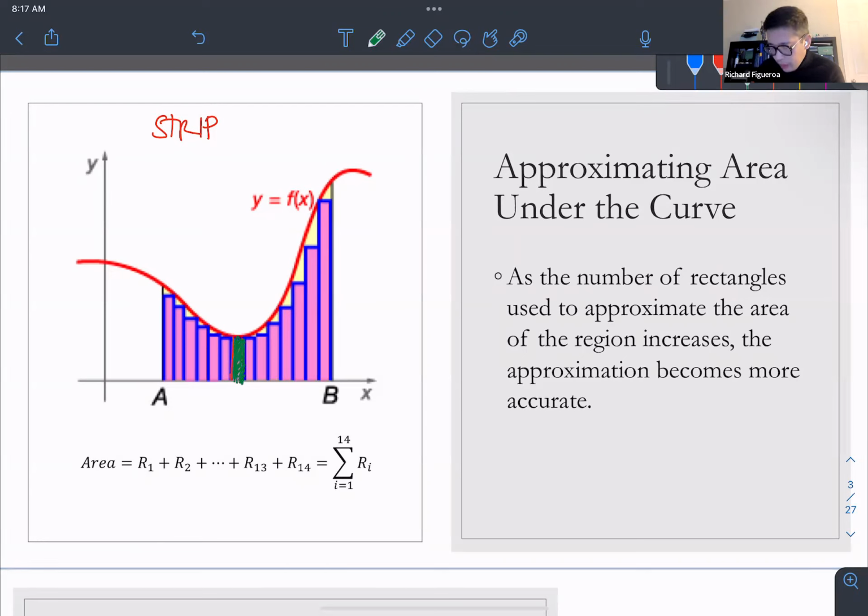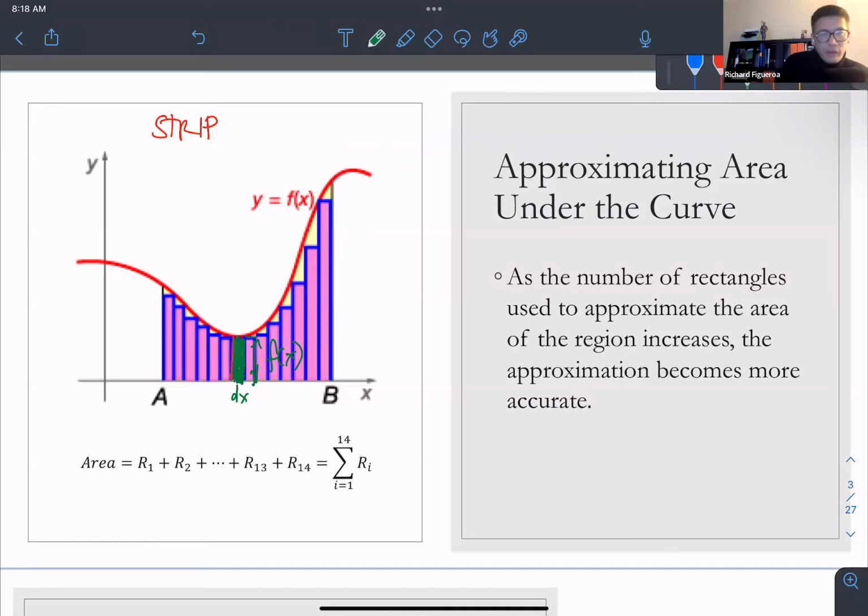The rectangular strip, similar to a rectangle, has a certain base and a height. The base corresponds to the differential, in this case dx, and the height corresponds to the function, in this case f of x. In approximating the area, we can consider a rectangular strip.